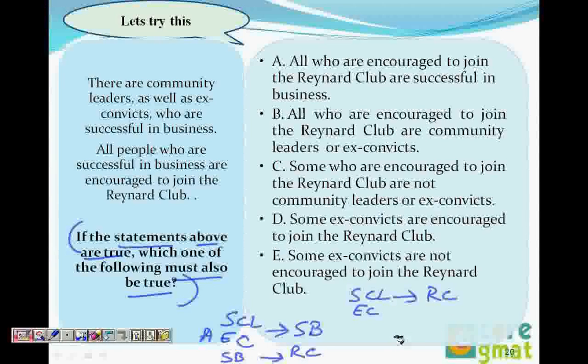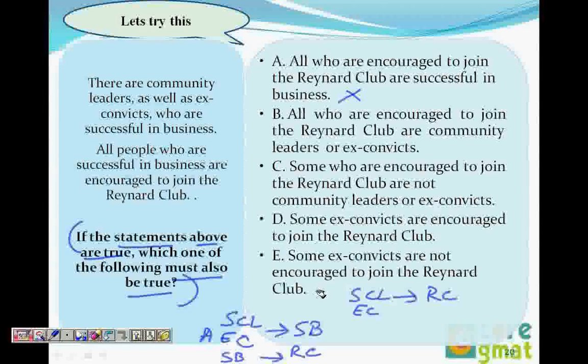All who are encouraged to join the Reynolds Club are successful in business. Can we make this? No. Right, because this is the wrong contrapositive. Only the right contrapositive can be: if they're not in the Reynolds Club, they are not successful in business, or they are not ex-convicts. Okay. Yeah. Then choice B.